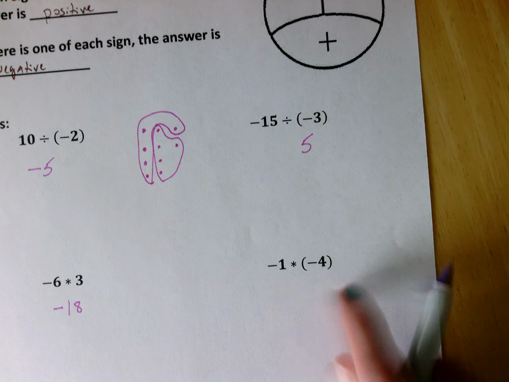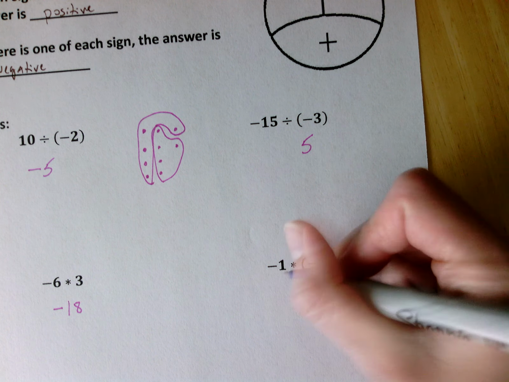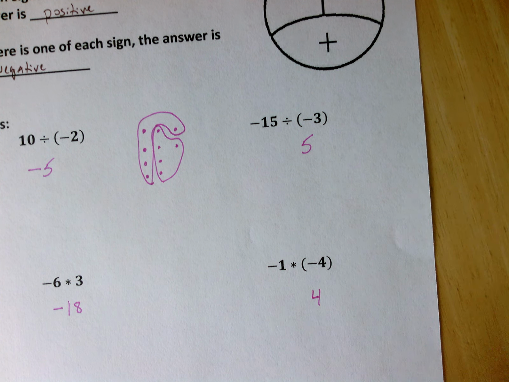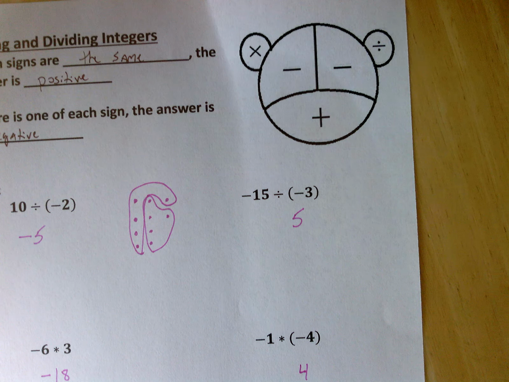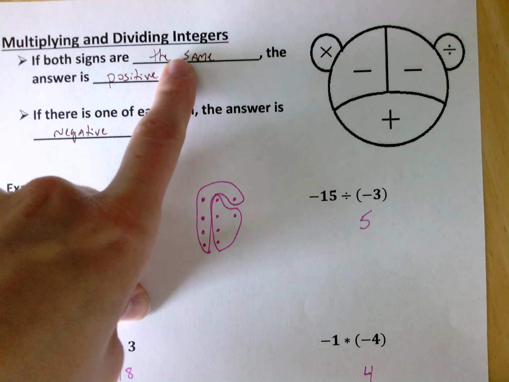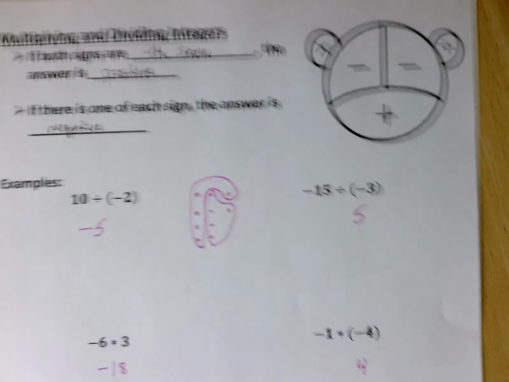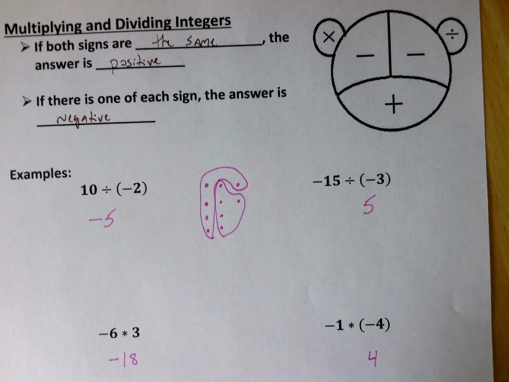All right, last one, negative 1 times negative 4. 1 times anything, that's always really easy. 1 times 4 is just 4. And then I have a negative and another negative. My answer is positive, so it's positive 4. Or you could use the fact that both signs are the same, so the answer has to be positive. And that's it. Multiplying and dividing with integers is really easy as long as you either remember those two easy rules or you remember your multiplication division bear.